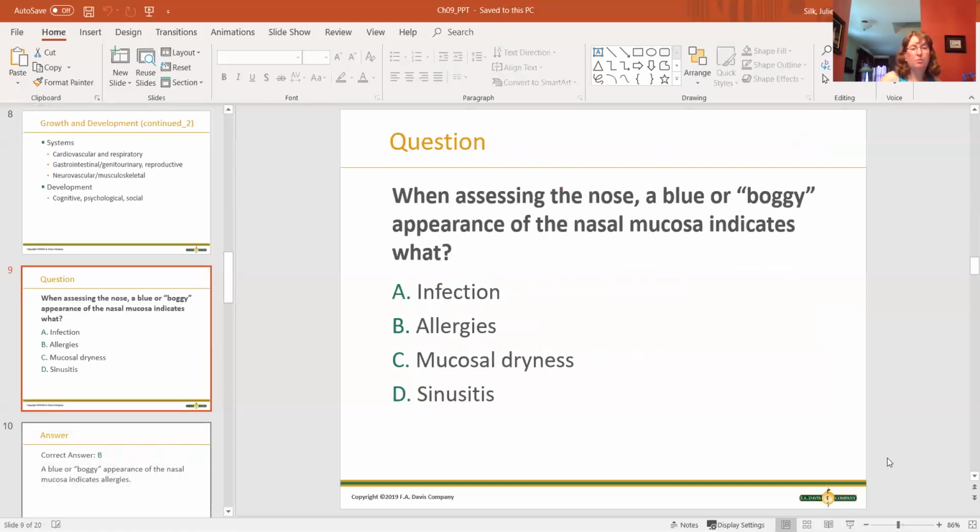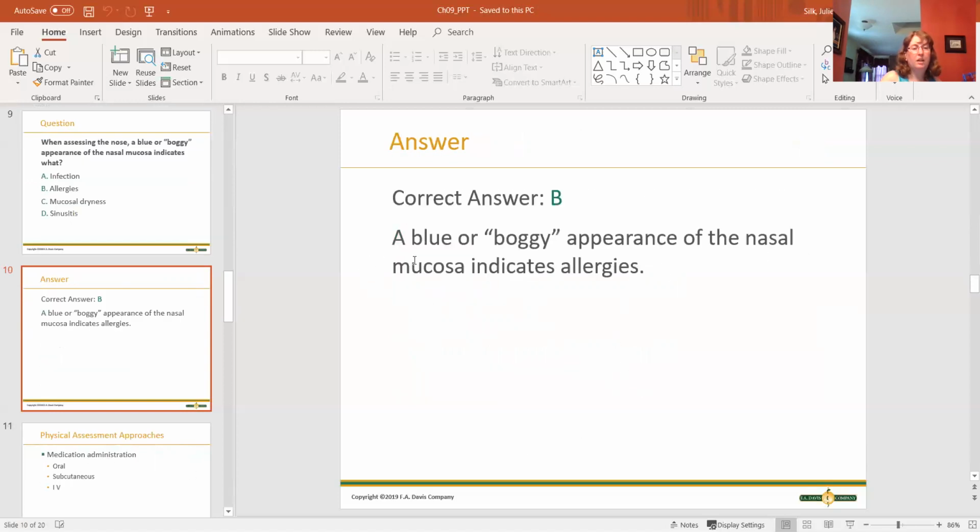When assessing the nose, a blue or boggy appearance of the nasal mucosa indicates what? This is going to be B. A blue or boggy appearance of the nasal mucosa indicates allergies. So that's kind of important.